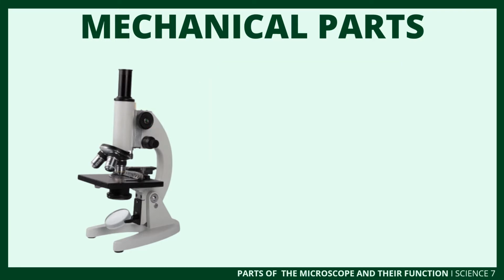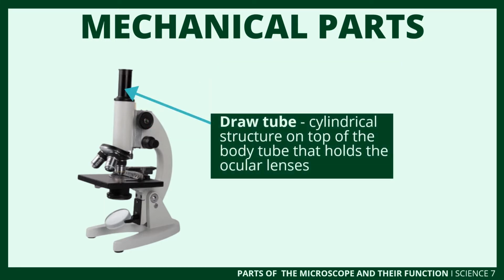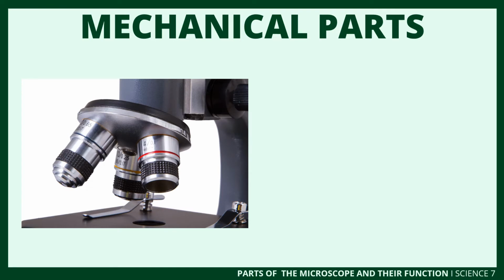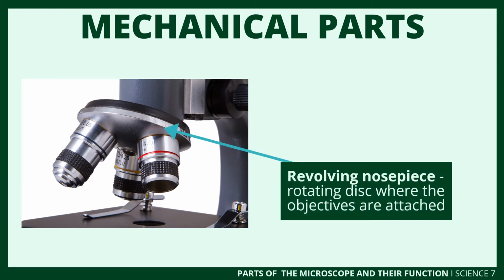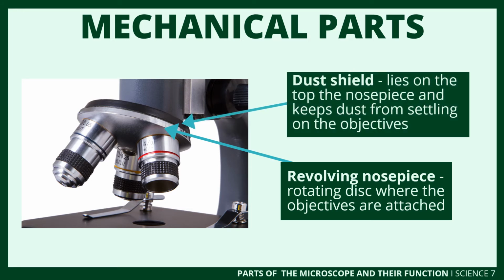Draw tube is a cylindrical structure on the top of the body tube that holds the ocular lens. Revolving nosepiece is the part that holds two or more objective lenses and can be rotated easily to change the power. Dust shield lies atop the nosepiece and keeps dust from settling on the objective.